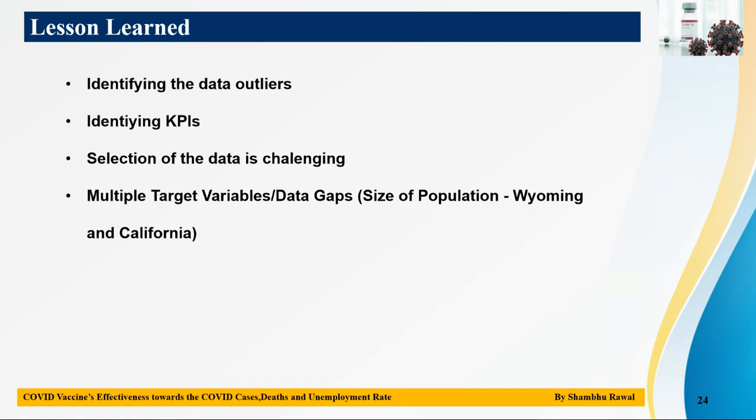Then there were multiple target variables. I had three different target variables, and that was challenging for me. I also needed to create everything from one data source. And then there was the issue of data gaps because of the size of population. We can see Wyoming has a very small population, the lowest, and California is the top.